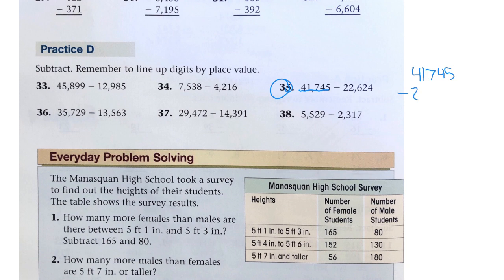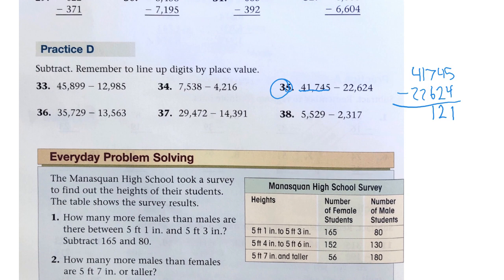Subtract 22,624. Try to write as carefully as you can to keep everything in its rows. The ones column has a 5 minus 4. That's 1. Then the tens column has 4 take away 2. That's 2. Then the hundreds column has 7 minus 6. 1 left.